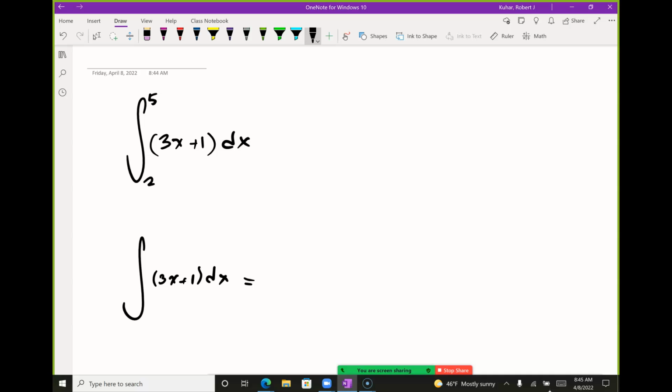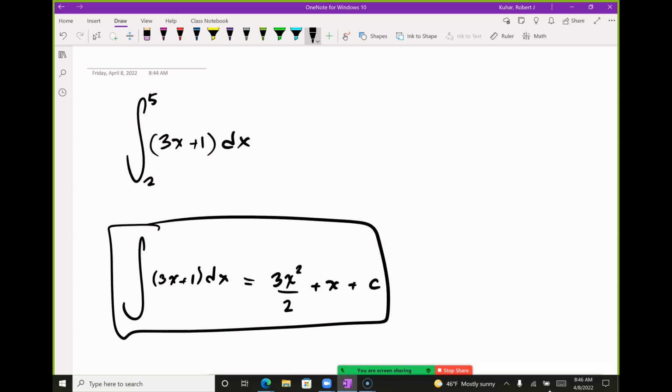It's 3x squared over 2. Remember, add 1 to the exponent and divide by the new exponent, plus x plus c. I just gave the coefficient as a decimal, but it was going to be a half. Is everybody okay here? I had a 3x, I added 1 to the exponent and divided by the new exponent. I had a derivative of 1, so I must have had a function of x, because when I took the derivative of x, I got 1, plus my constant of integration.